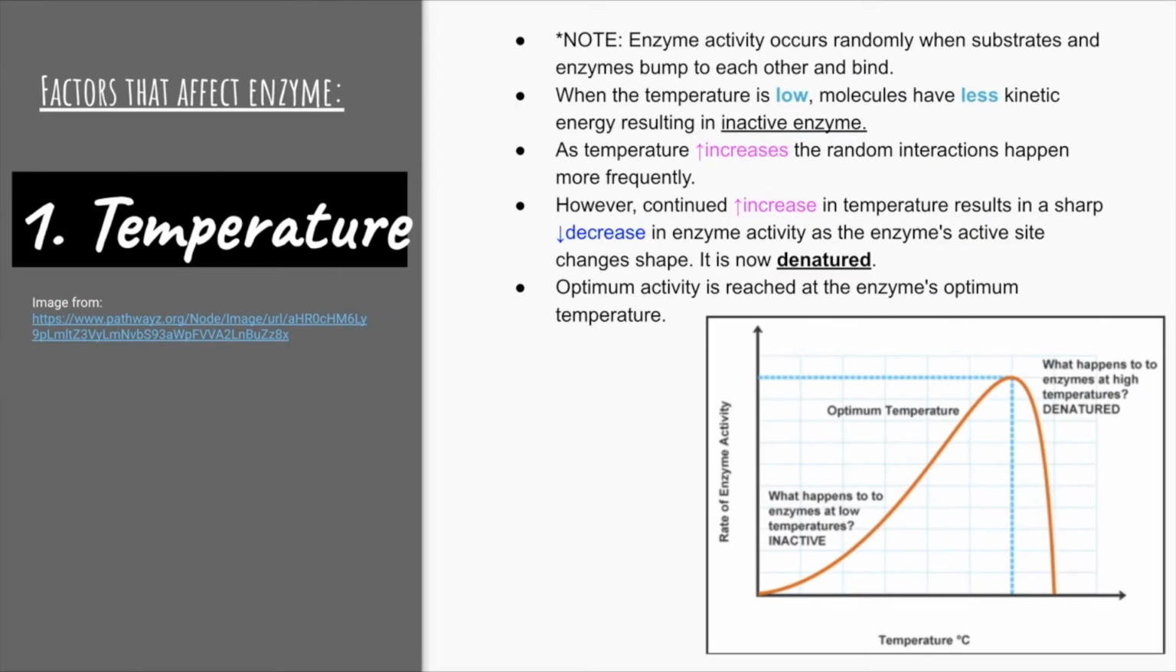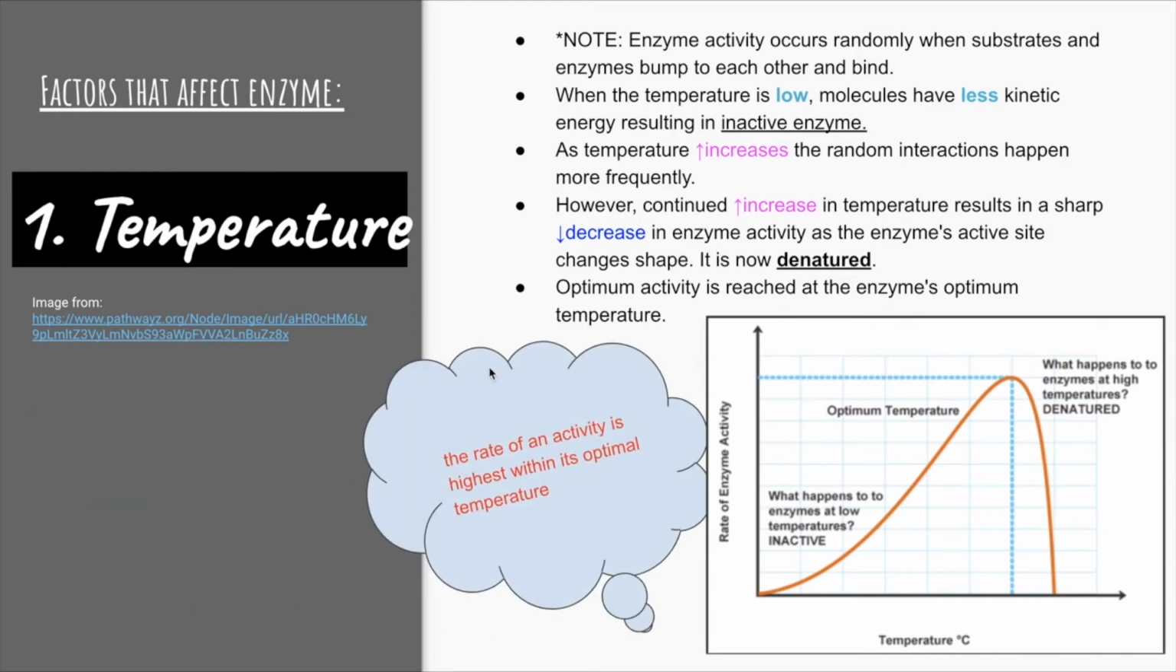Factors that affect enzymes. The first one is temperature. Since enzymes are protein macromolecules, the rate of reaction increases as the temperature increases. When the temperature is low, there is less kinetic energy, which results in an inactive enzyme. As the temperature increases past a certain point, the enzyme changes shape, resulting in denaturing. That's why I wrote here that the rate of activity is highest within its optimal temperature.